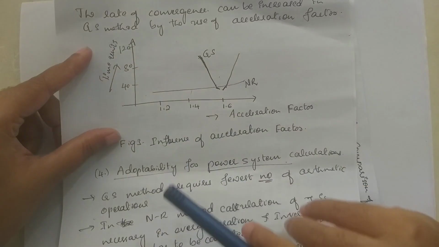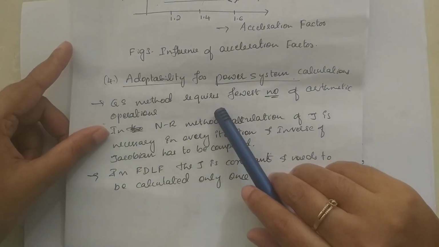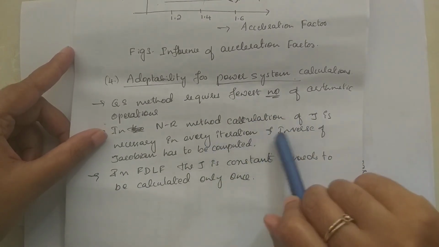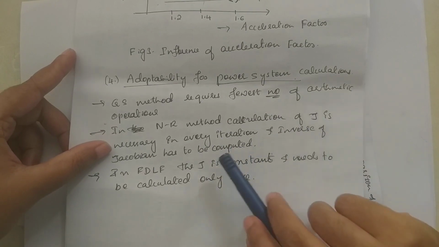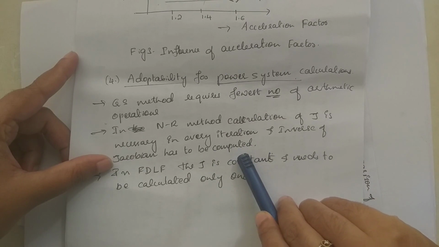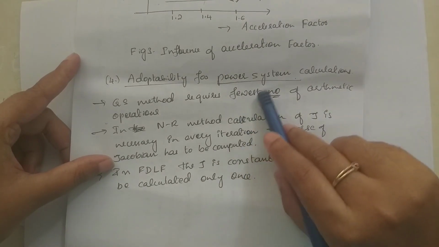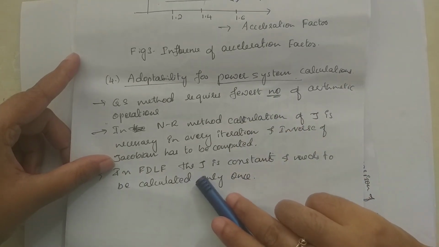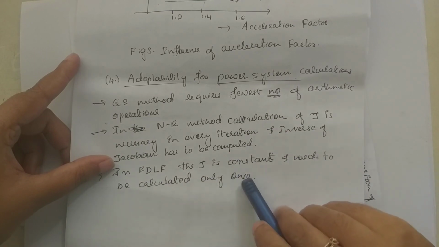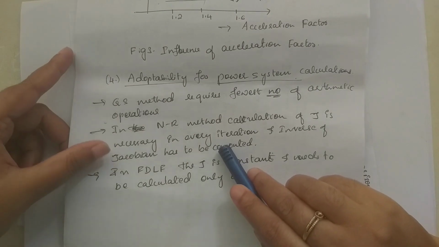Adaptability for power system calculations. The GS method requires the fewest number of arithmetic operations. In the NR method, calculation of the Jacobian is necessary in every iteration, and the inverse of the Jacobian has to be computed. Here computations are more, whereas in the GS method computations are less. In the fast decoupled load flow method, the Jacobian is constant and needs to be calculated only once, so it has a reduced number of calculations.